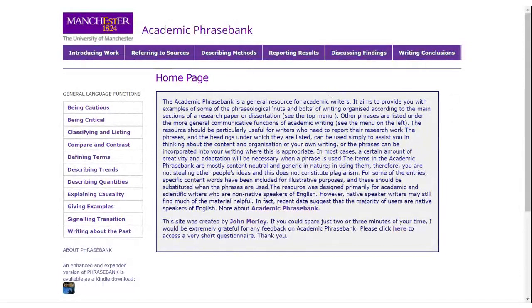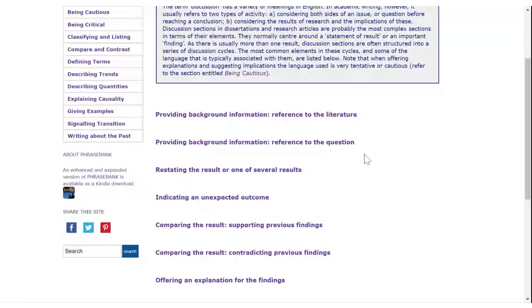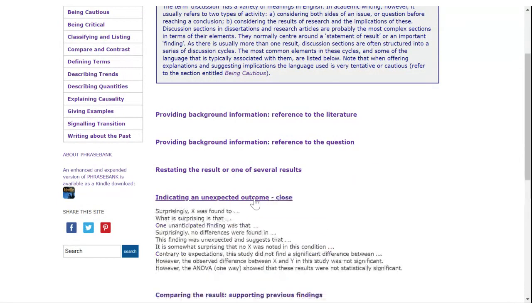But for example, along the top here, you've got different things that you might want to do. For example, discuss your findings. And then you might want to indicate an unexpected outcome. And it gives you phrases to start using. So that is a really great resource. Okay, so the Manchester University Phrase Bank.